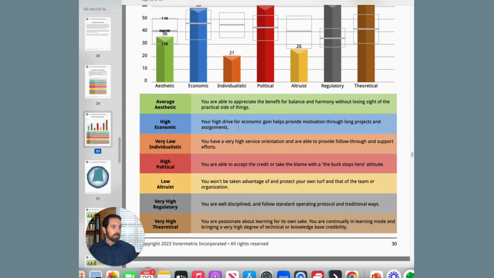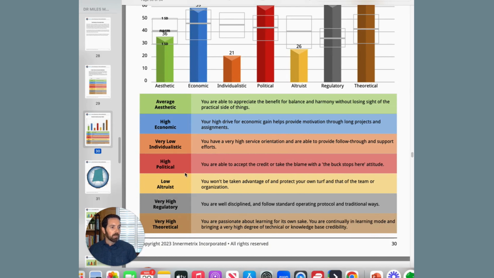High economic, so yes, definitely economic gain might motivate them, and that'll help them maybe get through long assignments. And that could also be, if you're in the medical field, dental field, and you've got a long procedure, maybe money drives you, that might be helpful. Same with altruist. I kind of feel like economic and altruist conflict a little bit here because, hey, I really want to help this person, so I'm going to drive through this and put everything into it.